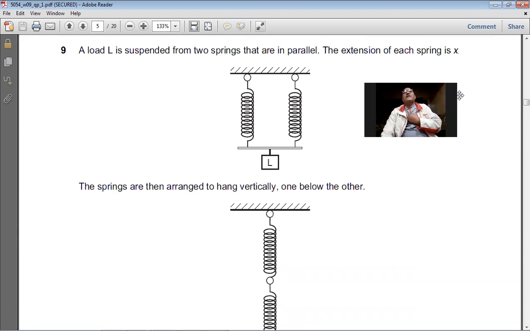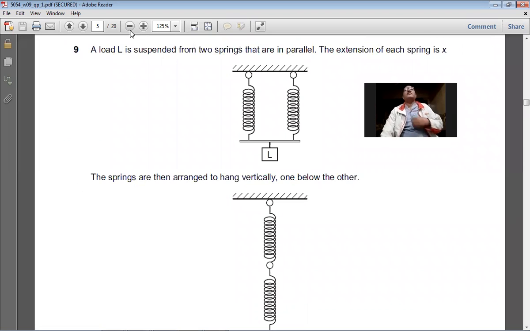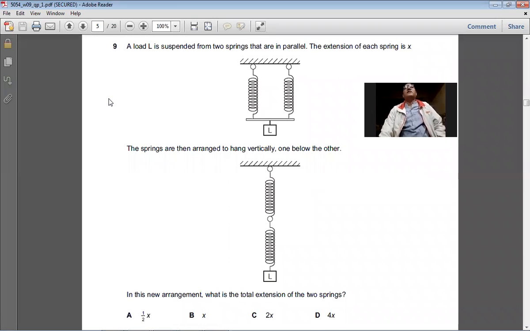So here we have another question. Let me reduce the size, so you can see the whole thing. A load L is suspended from 2 springs that are in parallel. The extension of each spring is X. The springs are then arranged to hang vertically one below the other. In this new arrangement, what is the total extension of the 2 springs?